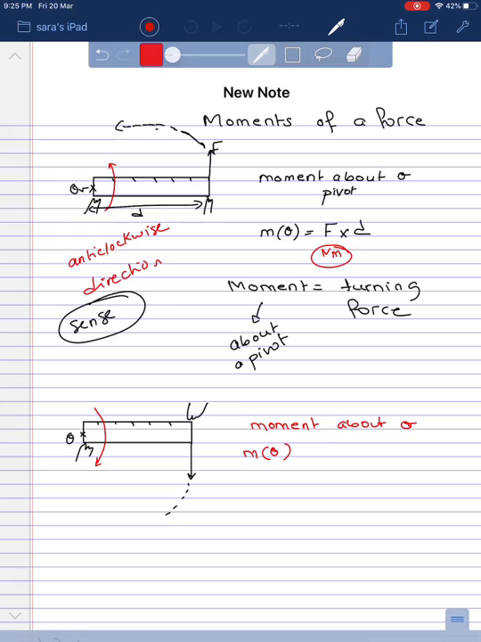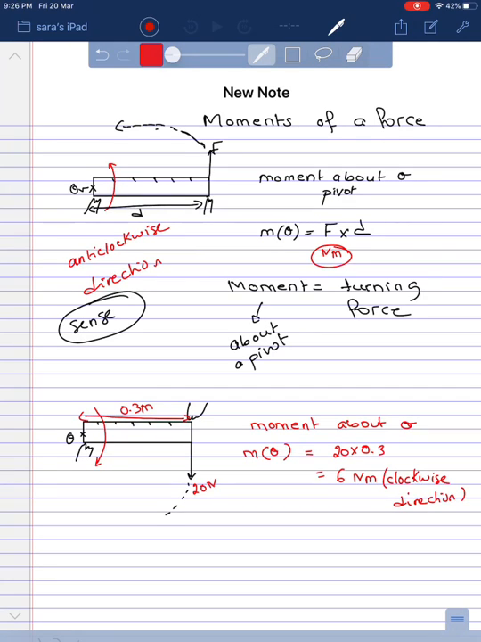So if I want to find in this case the moment about O, which I can denote as M with respect to O between brackets, let's say the force in this case is 20 Newton, and let's say the distance on this ruler is 30 centimeter or 0.3 meter, then the moment about O will be 20 multiplied by 0.3, which is 6 Newton meter in a clockwise direction.